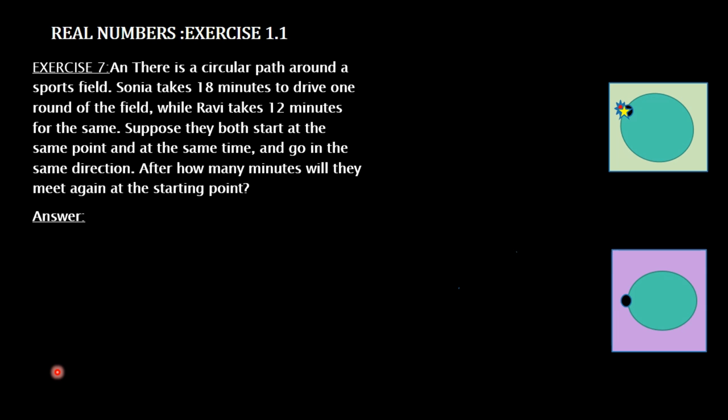The sun will reach the starting point, that means Ravi will reach the starting point faster than what? The star. Since it takes only 12 minutes, it will reach the starting point first. Then only who will reach? The star will reach.